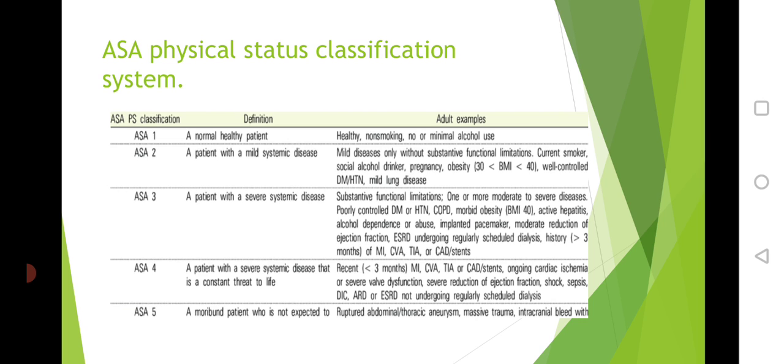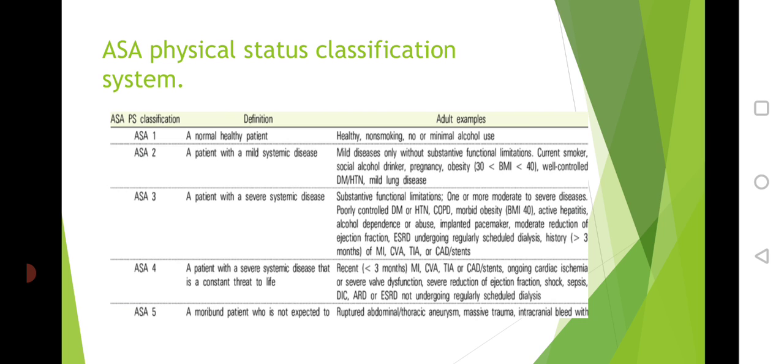ASA 3 is a patient with a severe systemic disease, substantive functional limitation, one or more, moderate to severe disease, poorly controlled diabetes or hypertension, COPD, morbid obesity, BMI greater than 40, active hepatitis, alcohol dependence or abuse, implanted pacemaker, moderate reduction of ejection fraction, ESRD undergoing regularly scheduled dialysis, history greater than 3 months of MI, CVA, TIA or CAD or stent.